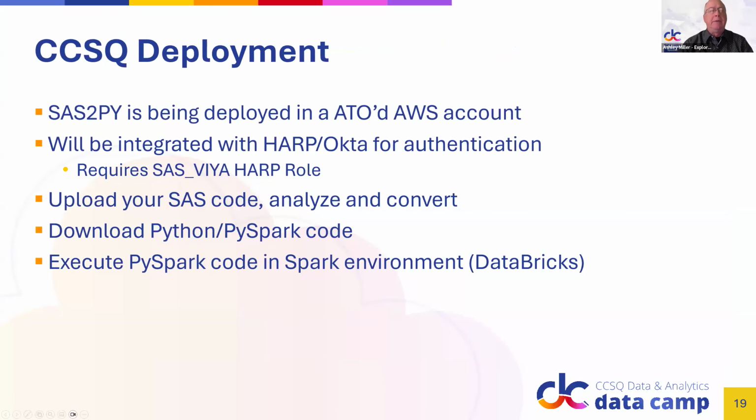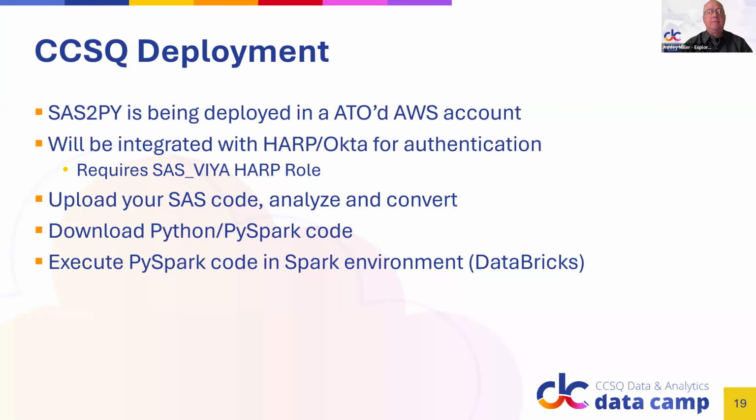So let's talk a little bit about the actual CCSQ deployment. SAS2PY is currently being deployed in an ATO'd AWS account, and we actually have this up and running today. It's currently in the process of being integrated with HARP Okta for authentication. The plan is that if you have a SAS via HARP role today, you won't need to do anything. You'll automatically have access to the SAS2PY tool.